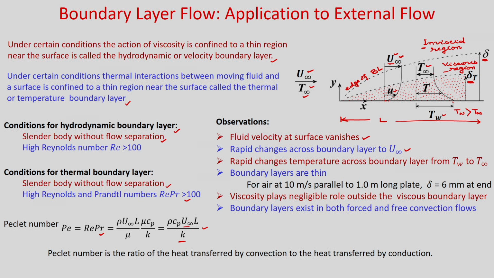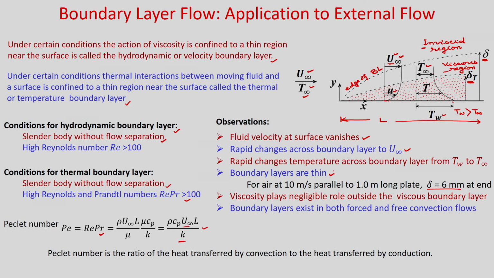Another observation is that boundary layers are thin. From experiment it is seen that for air at 10 meter per second parallel to a 1 meter long plate, the boundary layer thickness will be of the order of 6 millimeter at the end. At x equal to 1 meter you will get 6 millimeter. So, you have the length of the plate as 1 meter and the boundary layer thickness is 6 millimeter, which is very small compared to the length of the plate. So, you can see boundary layers are very thin.